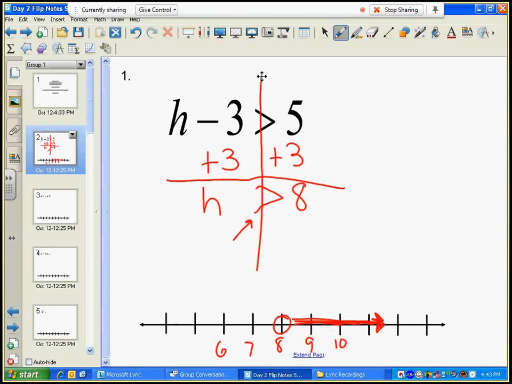I'm going to check one of the things that I've graphed. I've chosen to graph 10. I'm going to put that in there for h. 10 is greater than 8. Is that true? Oh, it's true. That means I know that I've graphed the correct side.